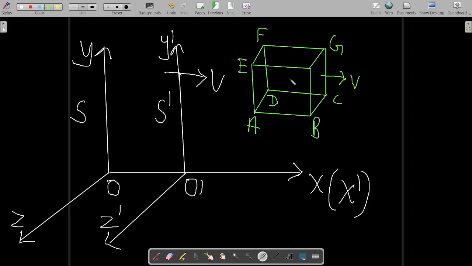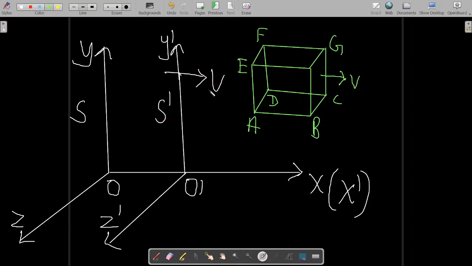Okay, when you sit inside a bus, what happens? Whenever you sit inside a bus, you are moving along with the bus, right? Similarly, this S prime frame is moving with velocity v in the rightward direction. So this cube, this green colored cube, has been placed in this S prime frame.